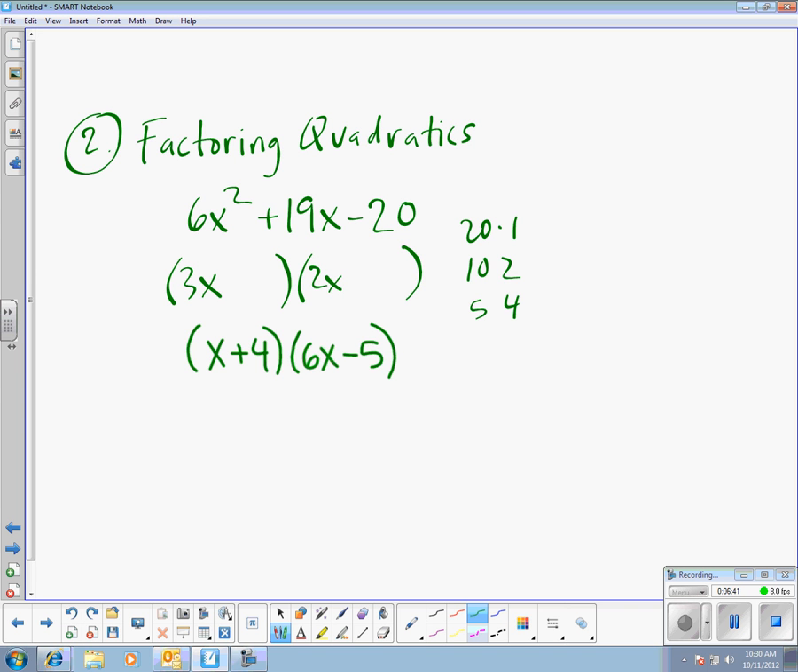But once you factor it, you don't have to write down this checking process every time, but just give it a quick FOIL in your head. I've got 6x squared, which is what I want. I've got negative 20 from the L's, the lasts in FOIL. And then on the inside, or the O and the I for FOIL, I've got negative 5x plus 24x, and negative 5 plus 24 is plus 19. So that tells me that it works.